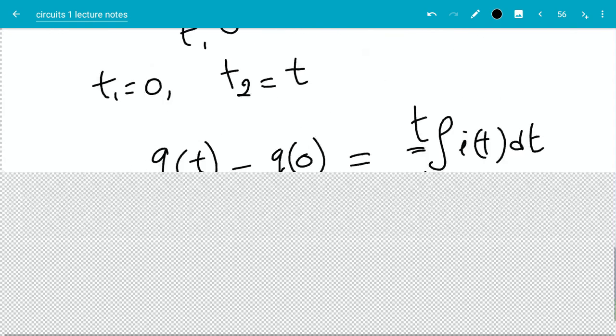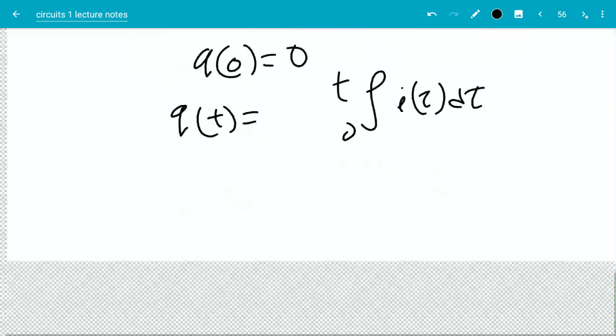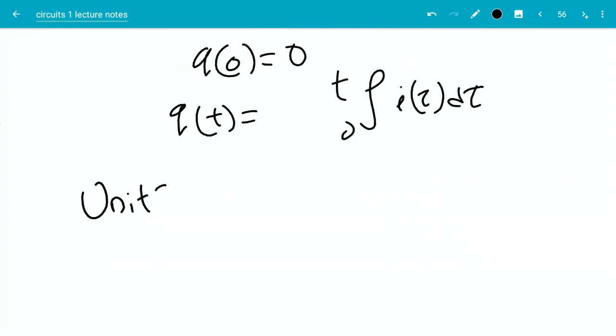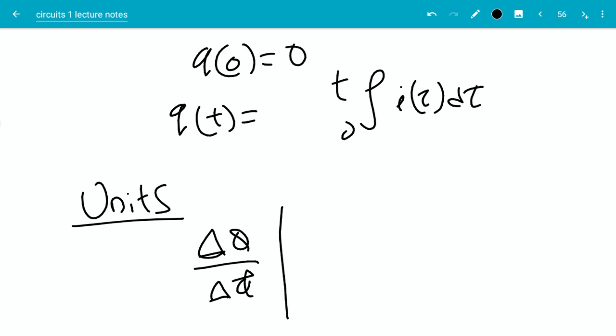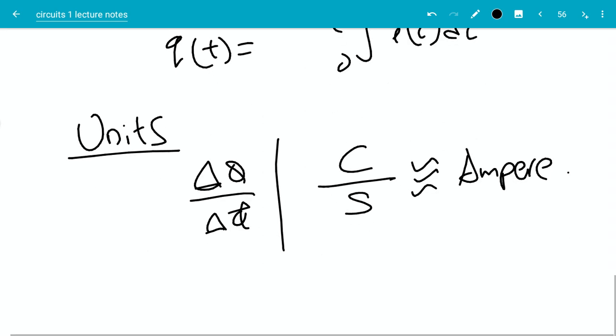Then we can also talk about units. Because it is the rate of delta q over delta t, the units will be coulomb per second. This is what we call, or is equivalent to, the ampere. So the unit ampere, in terms of other units, is coulomb per second.